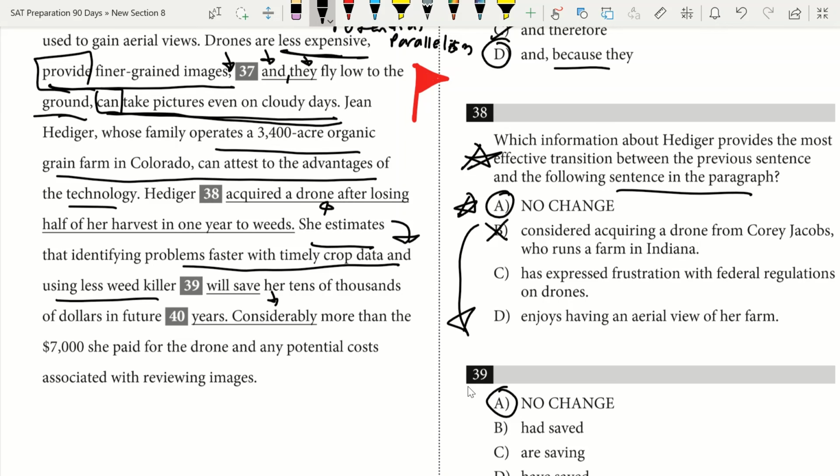If we look at option C, it says has expressed frustration with federal regulations on drones. We're not discussing federal regulations. D, enjoying having an aerial view of her farm. None of those options are really showing why she wants this drone. It's not showing our advantage of that technology, right? But her saying that she got it after losing half her harvest in a year to weeds is pretty much not explicitly but implicitly stating that she bought it hoping to solve this weed problem. So it's implicitly suggesting that a drone helps with solving her weed problem. So A is going to be solving her weed problem, as in weed for her harvest, not as in marijuana. So the answer there is going to be A.